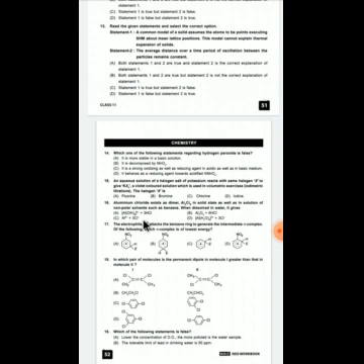Aluminium chloride exists as a dimer Al2Cl6 in the solid state as well as in solution of non-polar solvents such as benzene. When dissolved in water it gives: option A, Al(OH)6 3- plus 3HCl. Option B, Al2O3 plus 6HCl. Option C, Al3+ plus 3Cl-. Option D, [Al(H2O)6]3+ plus 3Cl-.